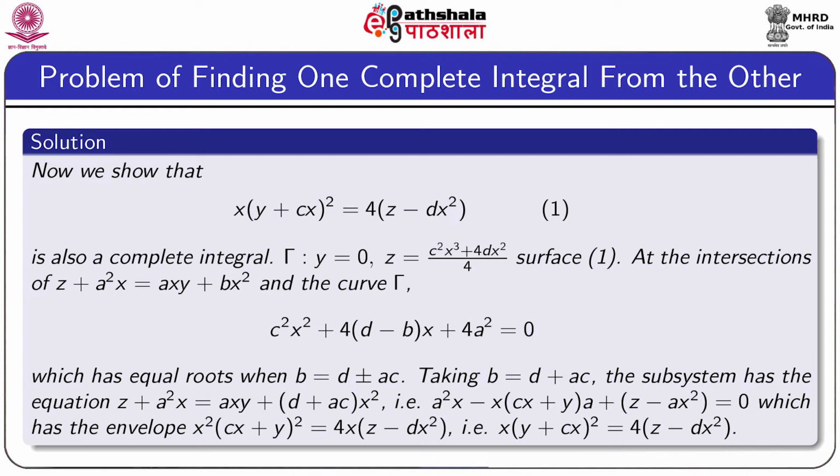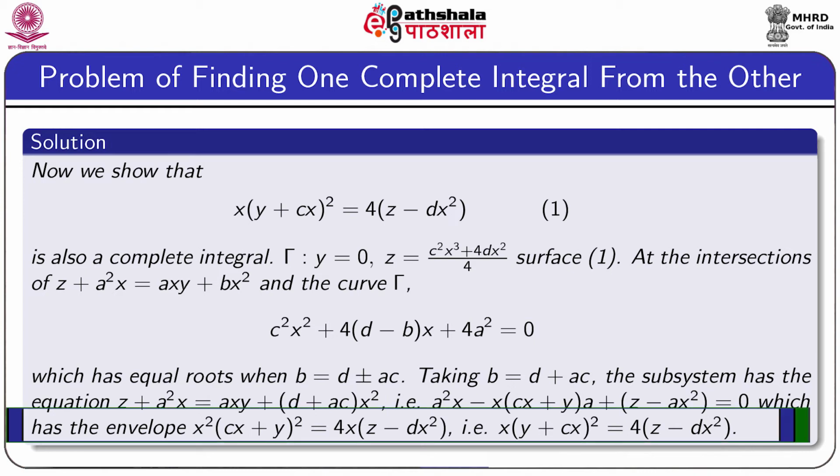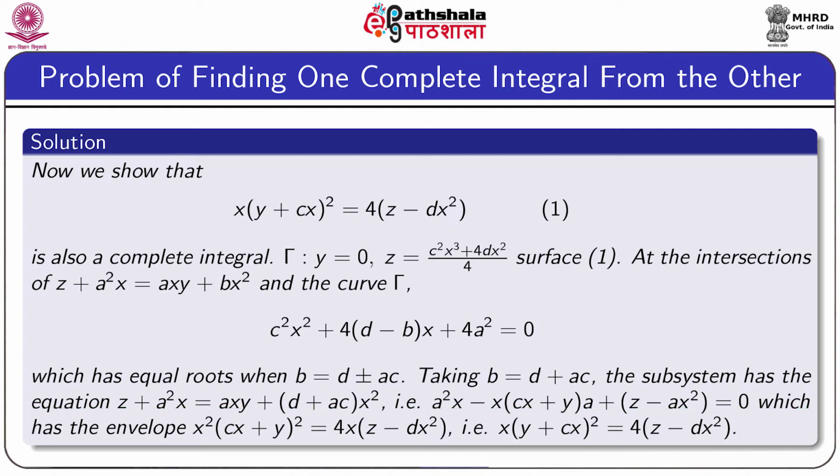Now it has the envelope x square (cx plus y) whole square equals to 4x into (z minus dx square). That means this is the solution, and we know that the envelope is also a solution of the given equation. Therefore, x into (y plus cx) whole square equals to 4 into (z minus dx square) represents another integral of the given equation, and since this solution involves two arbitrary constants c and d, this is a complete integral of the given equation. So in this example we have explained, or rather we can say we have derived, one complete integral from the other.